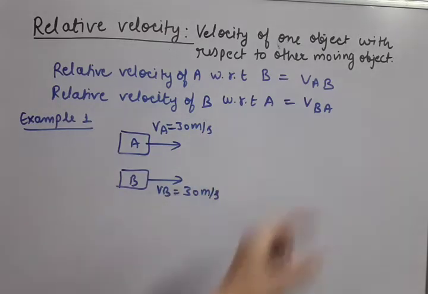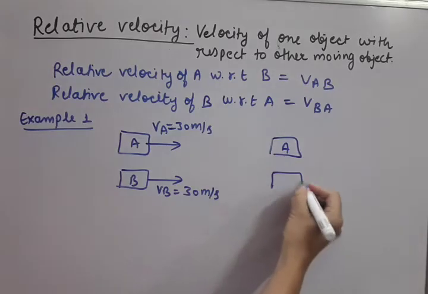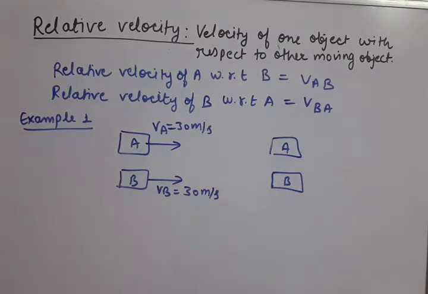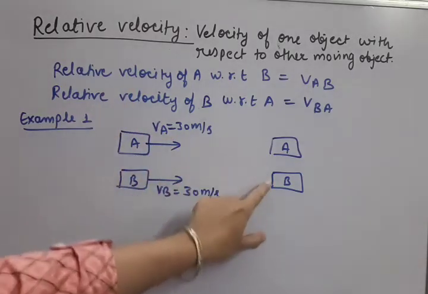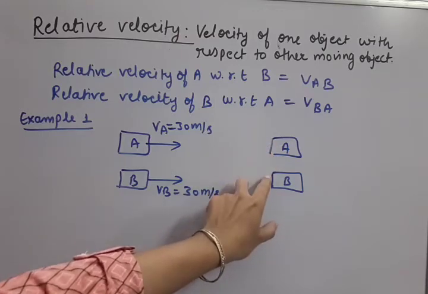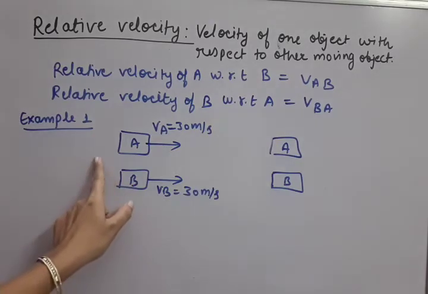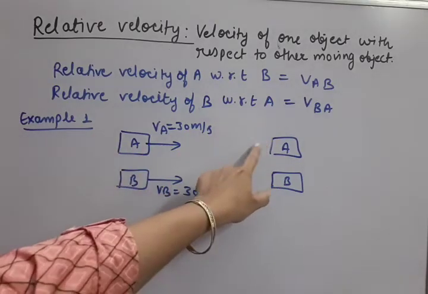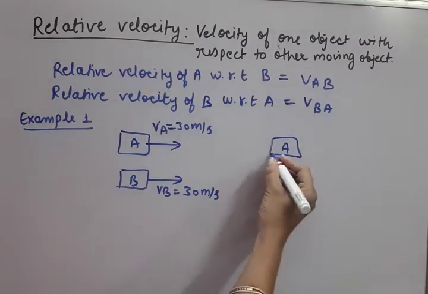They are always together. Suppose at a later time I draw the diagram. A and B are still facing each other, because they were moving in the same direction with the same speed. So they are always facing each other. That means they have not changed position with respect to each other. They have changed position with respect to ground. They started from here, they have reached there. But with respect to each other, have they changed position? No. So they are effectively at rest with respect to each other.